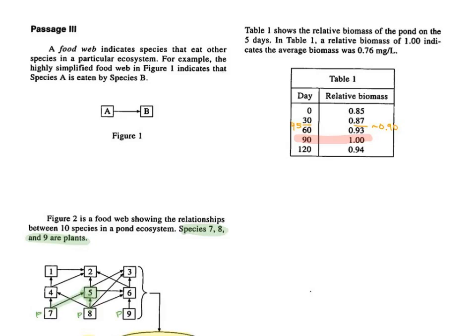Passage 3 is also a data passage, and it shows the idea of a food web in an ecosystem. And it shows that in Figure 1, this diagram right here shows that species A is eaten by species B. So wherever the arrow is going to, that species is consuming the other organism. So B is consuming A.